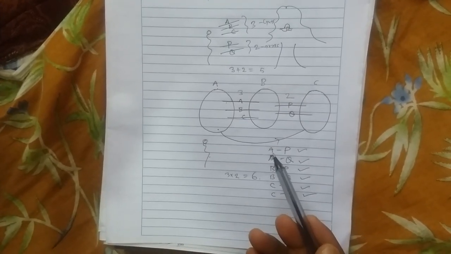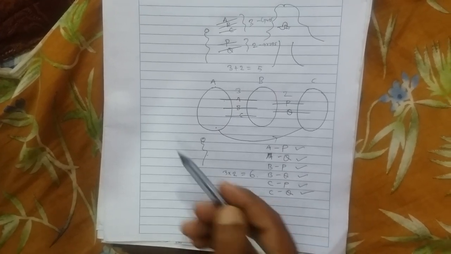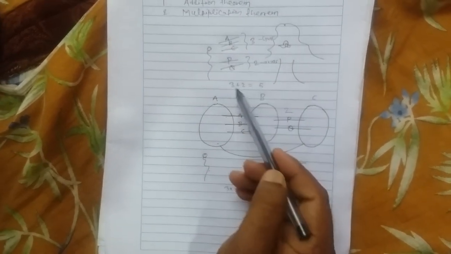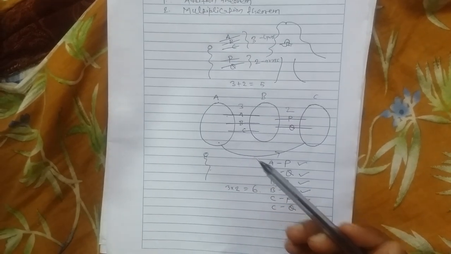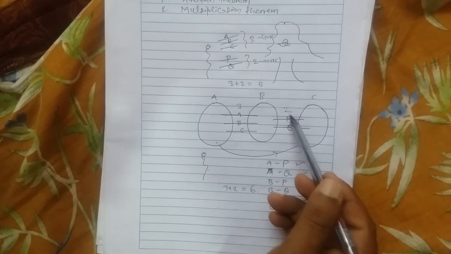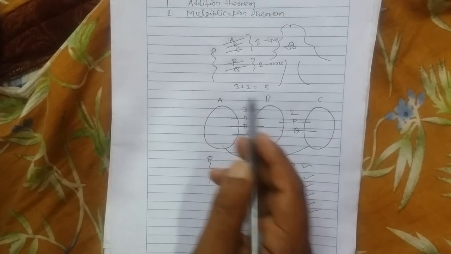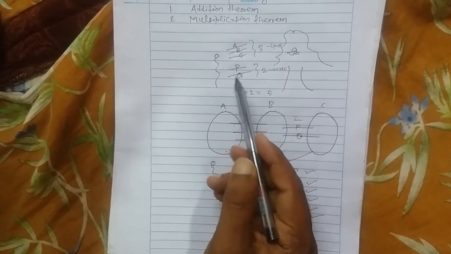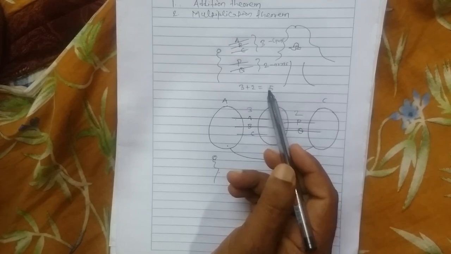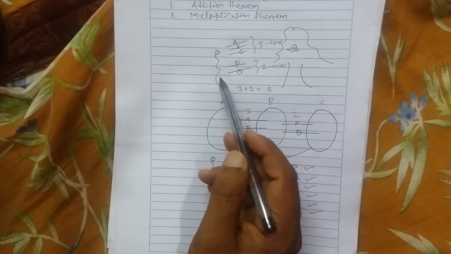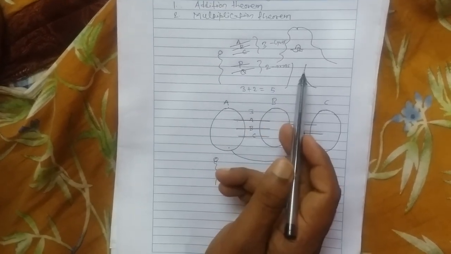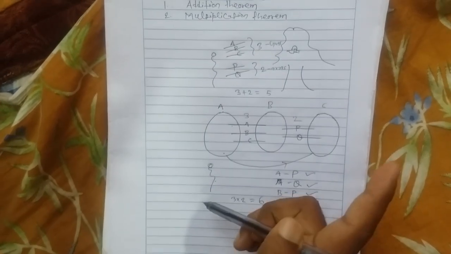Yes, that's the major things to study. In one example, we have added the options to get the answer. In another one, we have multiplied the options to get the answer. Now, concentrate here. Here the options have been added to get the answer because the work has been finished in single level.